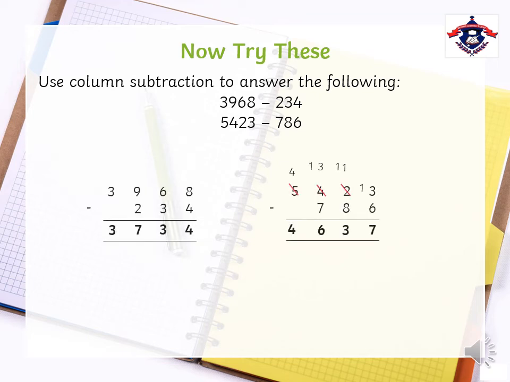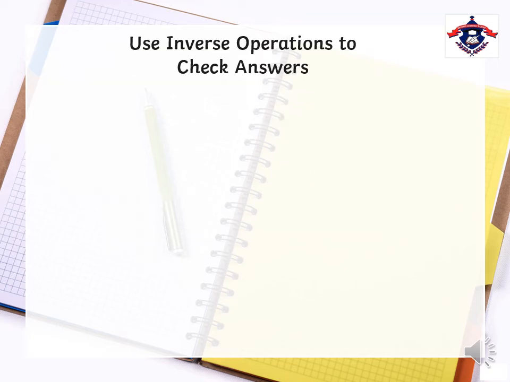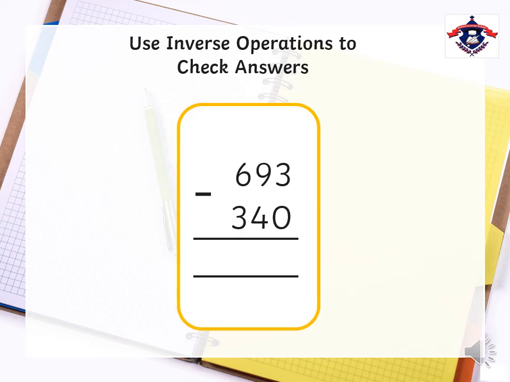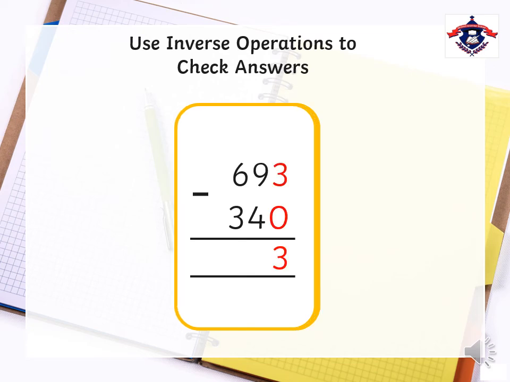Good job. Now, let's use inverse operations to check the answers. Keep in mind, you will start the subtraction from the units column. 3 minus 0 is 3, 9 minus 4 is 5, 6 minus 3 is 3.